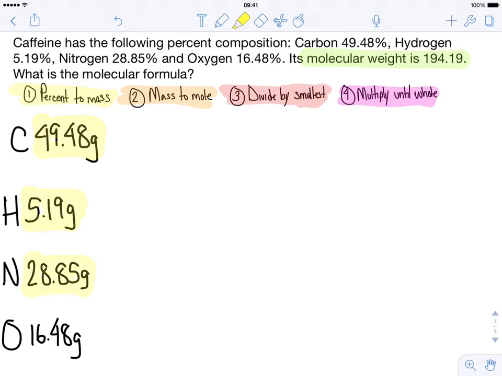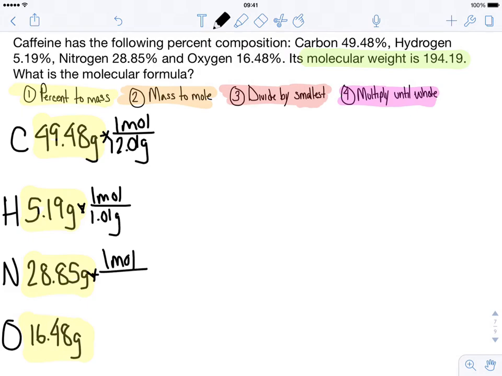Now step 2 says that we have to convert all of these grams, these masses, to moles. So in 1 mole of carbon, there are 12.01 grams. In 1 mole of hydrogen, there are 1.01 grams. In 1 mole of nitrogen, there are 14.01 grams. And in 1 mole of oxygen, there are 16.00 grams. Okay, now let's punch these numbers into the calculator.